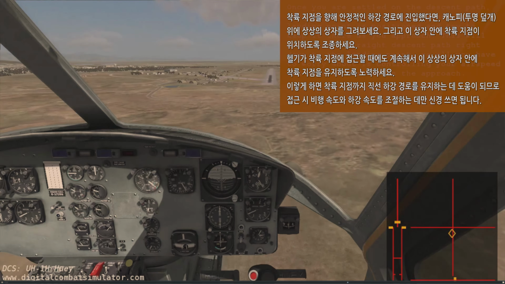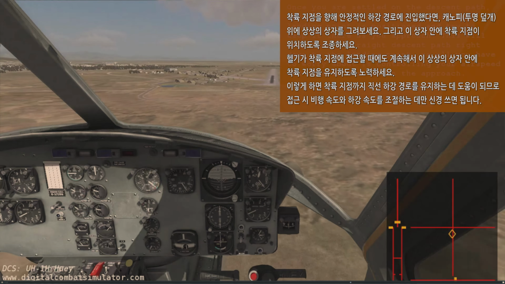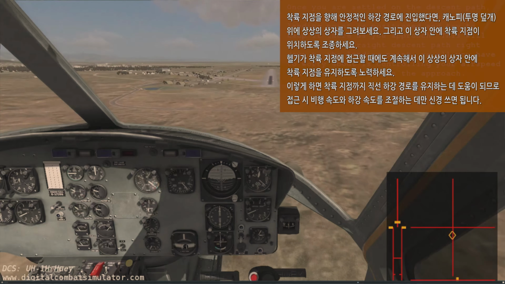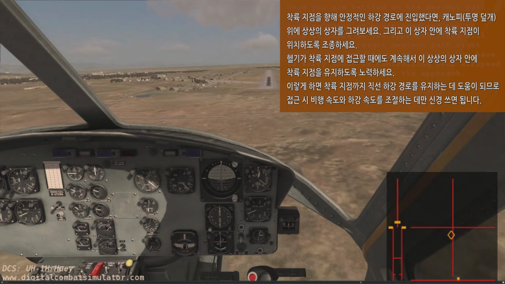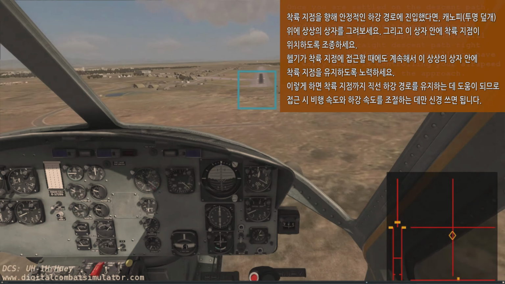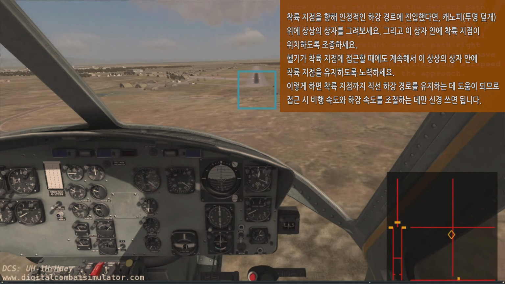Once you're settled on the descent path, imagine a box on the canopy where the landing point is positioned and try to keep it there as you approach. This will help keep a straight descent path right down to the landing point, so all you have to worry about is controlling your airspeed and rate of descent on the approach.